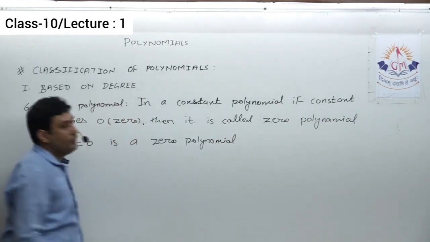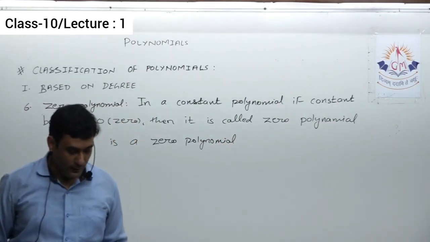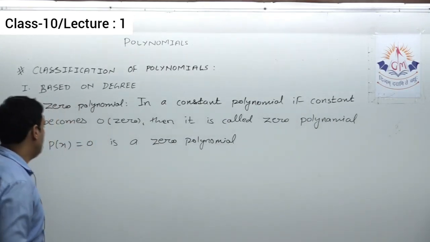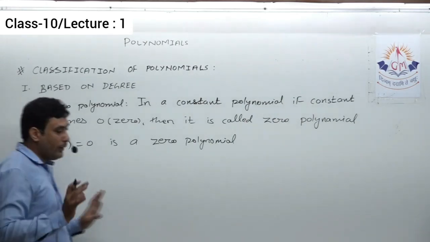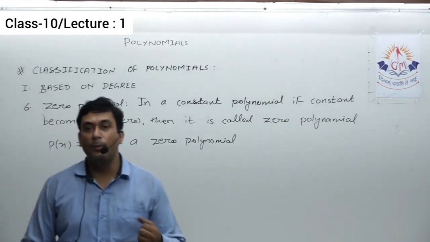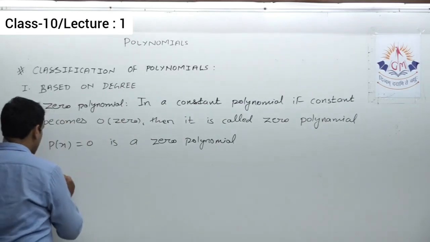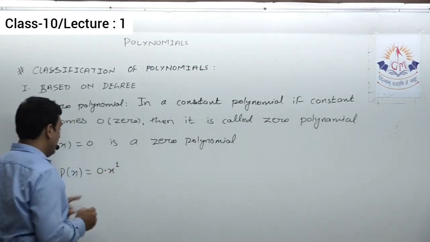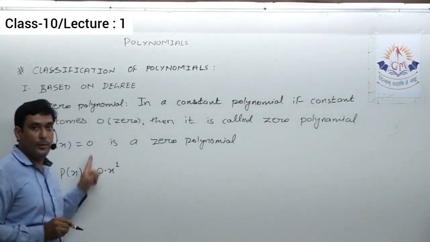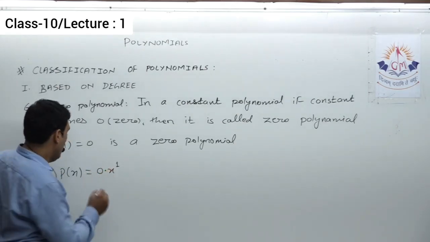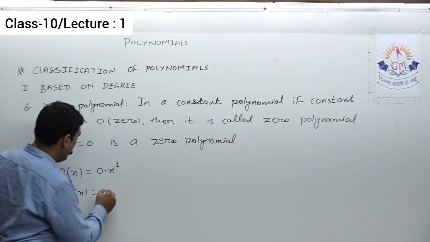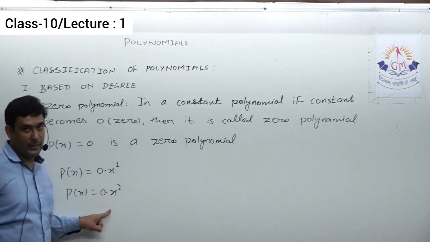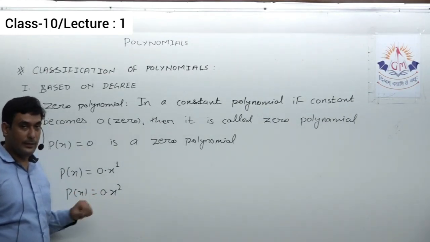So what will be the degree of zero polynomial? Because we are here classifying the polynomials on the basis of degree. See, how to identify the degree of a polynomial? The maximum power of the variable. For example, if I write p(x) = 0 into x raised to 1, then I can say the degree of this polynomial is 1, because here the maximum power is 1. Now if I write p(x) = 0 into x raised to 2, then the maximum power of the variable is 2, so this is a quadratic polynomial, its degree is 2.